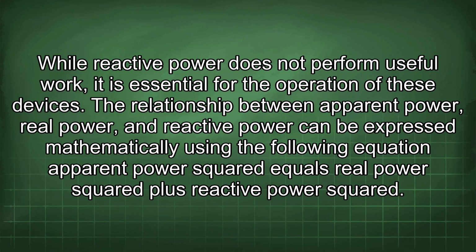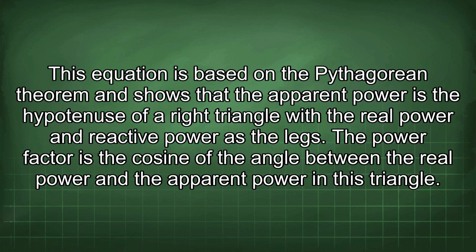The relationship between apparent power, real power, and reactive power can be expressed mathematically using the following equation: apparent power squared equals real power squared plus reactive power squared. This equation is based on the Pythagorean theorem and shows that the apparent power is the hypotenuse of a right triangle with the real power and reactive power as the legs.